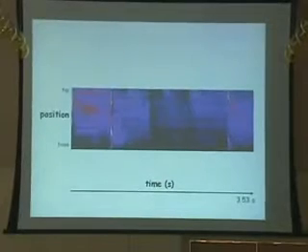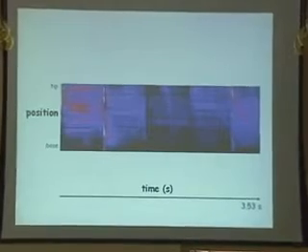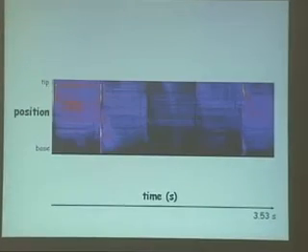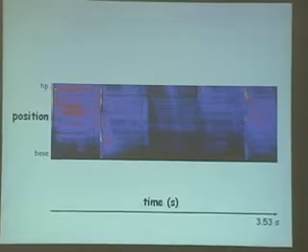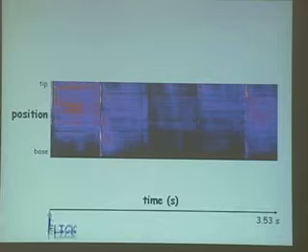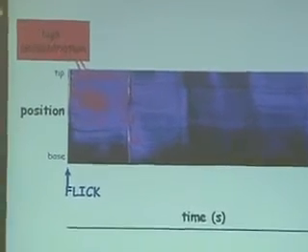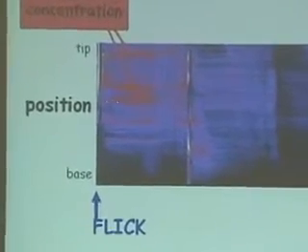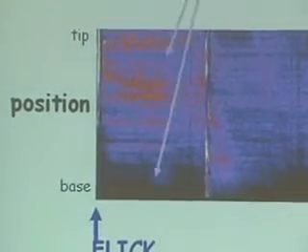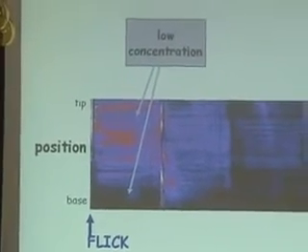So this is a map of how the world smells to a lobster nose. This is position along the antennule. This is the hairy part of the antennule near the base and out near the tip, plotted as a function of time. And here a flick occurs. And what you can see at this position, all the bright colors indicate high concentration, so you can see a filament of high concentration, another one here. The darker areas show lower concentration, or black is no odor.